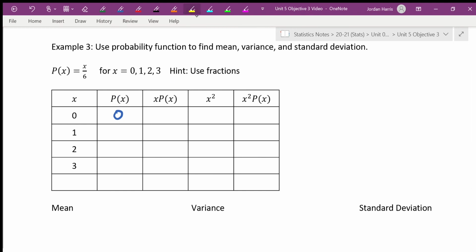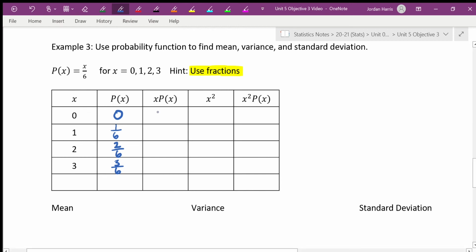Notice the hint. Use fractions. If they give you a probability function with fractions, it's usually easier to use fractions. So the next one is 1/6. The one after that is 2/6, which we can simplify if you want, but I would recommend not. We don't need to. Our final answer we need to. I'm going to leave it as 2/6. 3/6, once again, it can simplify, but I'm not. I'm going to leave it as that. You'll see why in just a second.